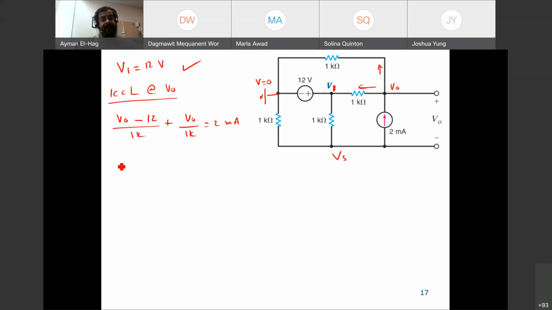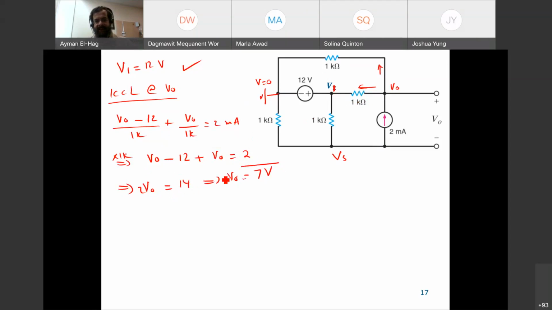So let me again multiply times 1K. So this becomes V0 minus 12 minus V0 equal to 2. And from this, V0 is equal to 14. Then your V0 is equal to 7 volt.